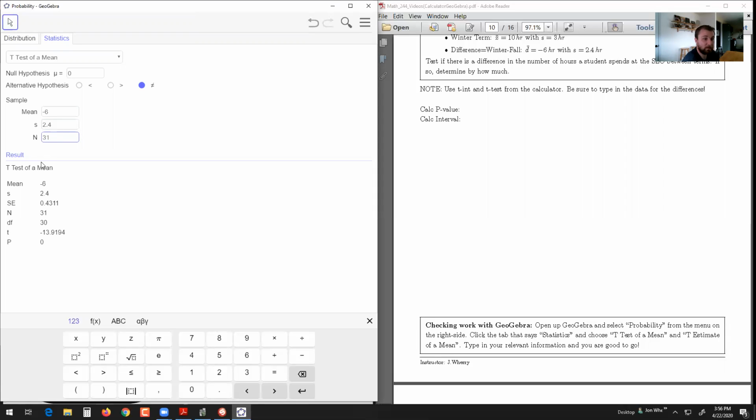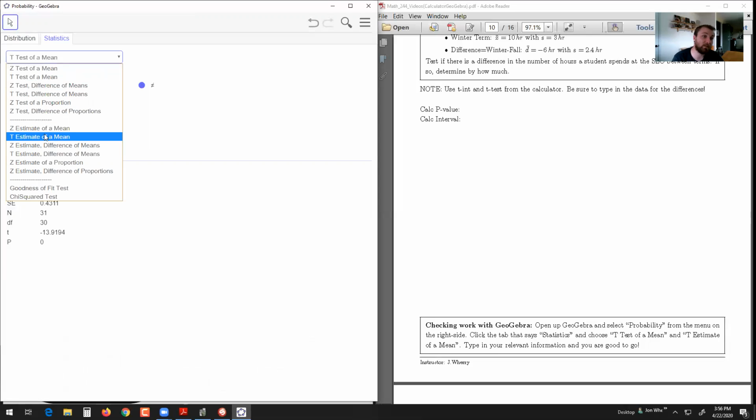When I do this, GeoGebra gives me the t-score of negative 13.9194. The p-value is so small that it just says 0. Now I know technically this is a little bit bigger than 0. This is 1.26 times 10 to the negative 14. But this is what I meant by 0 plus. This is so small that some technology can't even tell the difference between it. I'm going to do the interval now.